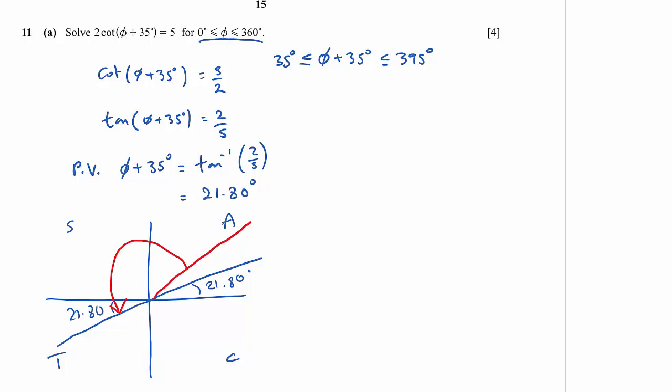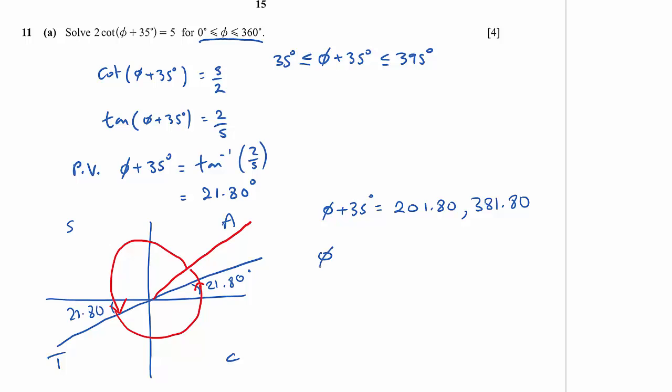So we're going to go around there, and that's 180 plus that. So that is going to be 201.80. And then we're going to keep going, and that will be 381.80, and then we run out of solutions.